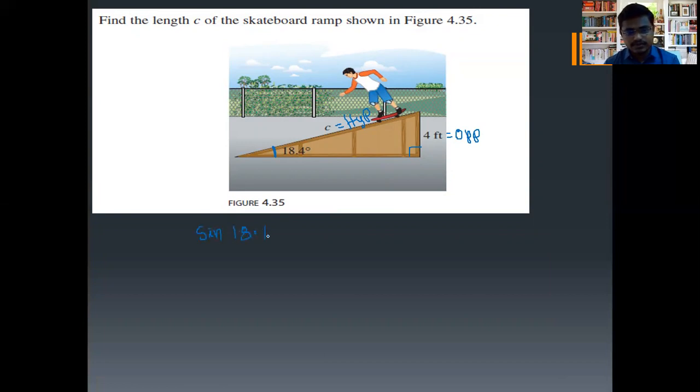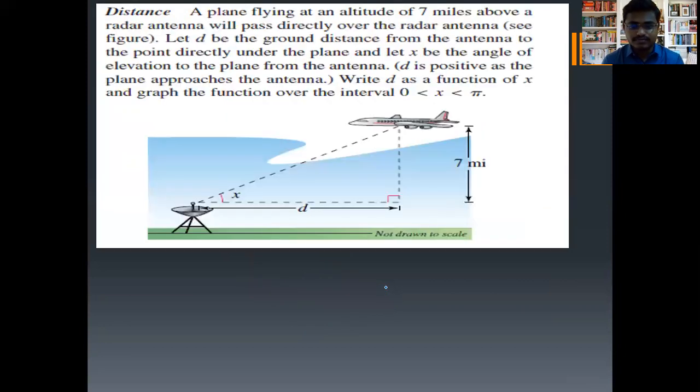Now I can write sine theta, which is 18.4 degrees, is equal to the opposite, which is 4, over the hypotenuse, which we should find, obviously. So do a little bit of cross multiplication here, and you will get hypotenuse is equal to 4 divided by sine 18.4. If you use the calculator, you will get the answer for this, right? Do you have any questions as of now? I hope this is quite clear.